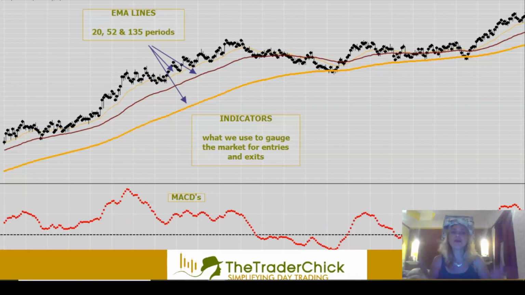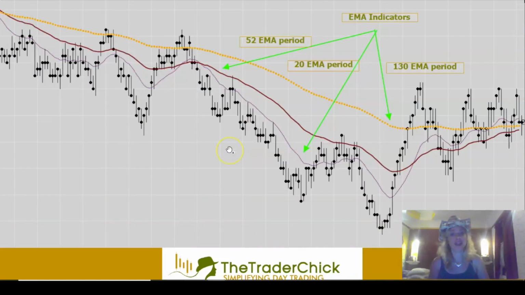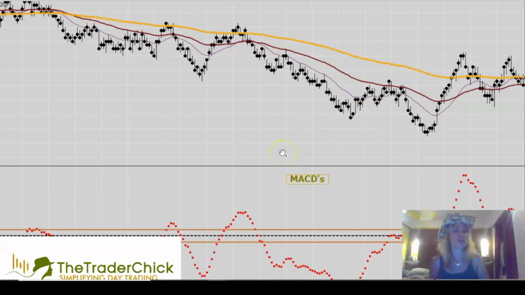I use my EMA lines. That is my standing point to shoot from. Where do you shoot from? And where do you shoot to? If you don't know those, you could be in a lot of trouble. So here's a little bit deeper into my EMA indicators. Like I said, I use three: the 20 EMA period, 52 EMA period, and 130 EMA period. And the MACDs. I love the MACDs.